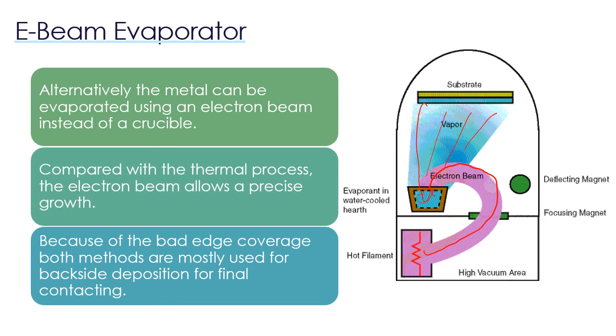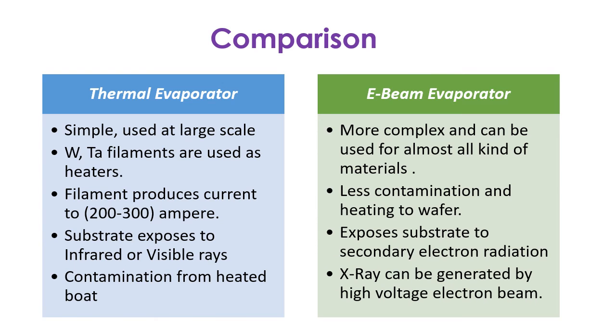Because of the bad edge coverage, both methods are mostly used for backside deposition for final contacting. Here is some comparison between the thermal evaporator and e-beam evaporator. The thermal evaporator is simpler compared to the e-beam evaporator, and used at a large scale. The filament is different. It can use tungsten and also Ta filament as a heater.